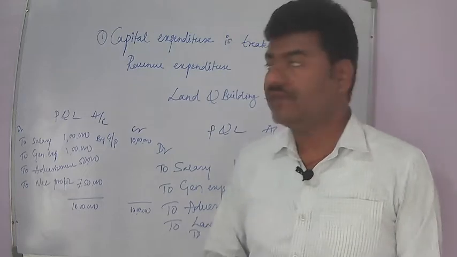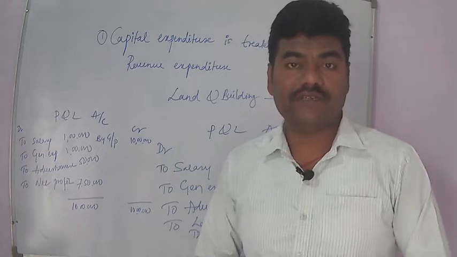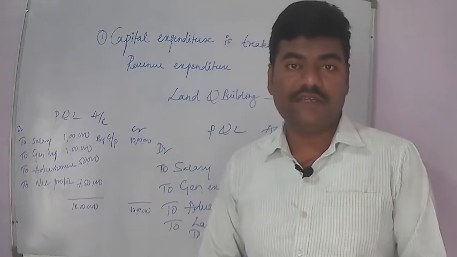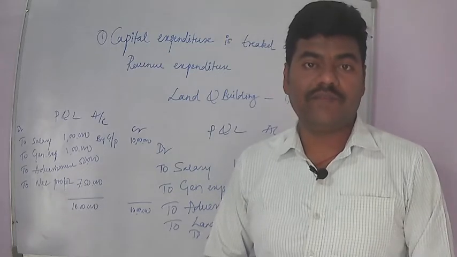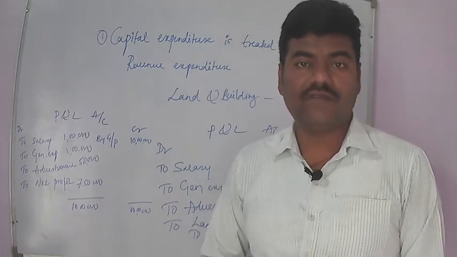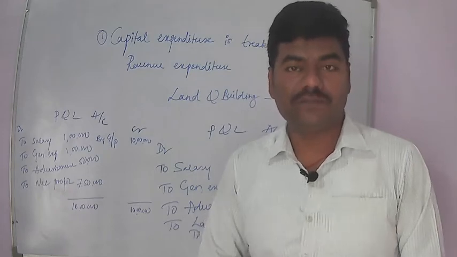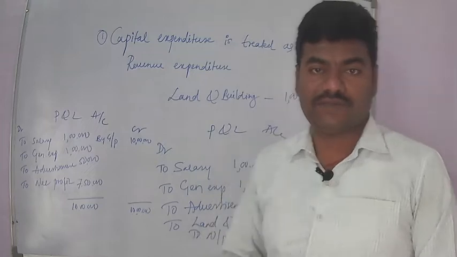We all know the meaning of capital expenditure. Capital expenditures are the investments made on long-term assets, the investments made for the purchase of fixed assets. For example, purchase of land, building, furniture, machinery. Whatever amount we have invested to purchase fixed assets, we call it capital expenditure.